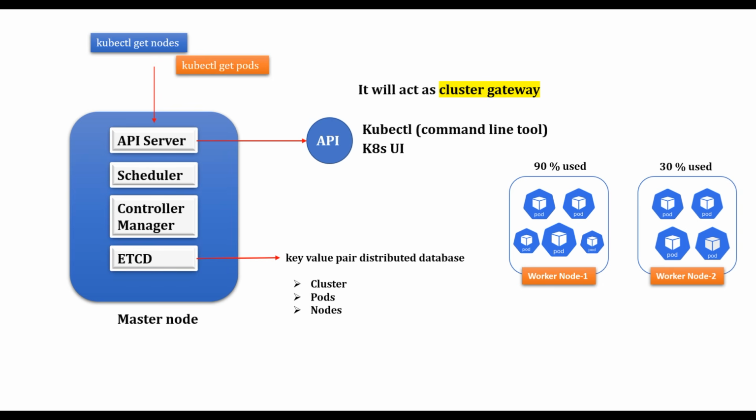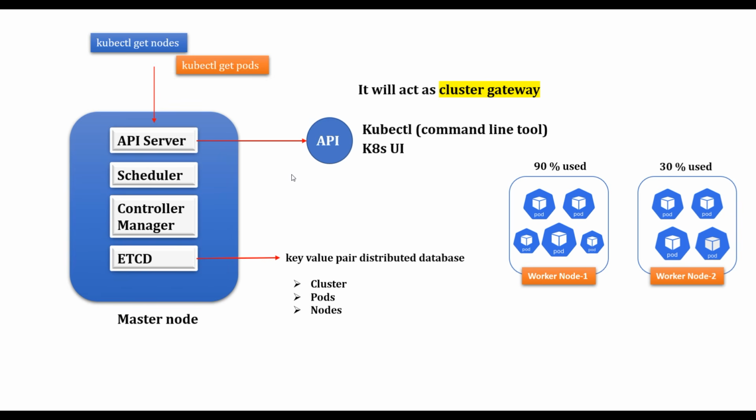Now the next component is the controller manager, which is another crucial component. What the controller manager does is detect cluster state changes like a pod crashing or a node crashing. When a pod crashes, Kubernetes immediately brings up a new pod from the replica set, and then the controller manager will talk to the scheduler to schedule the new pod to an available node.